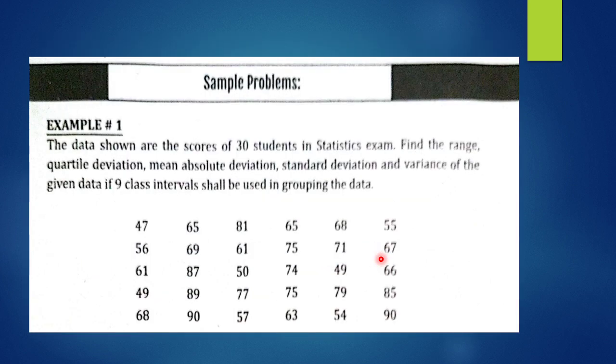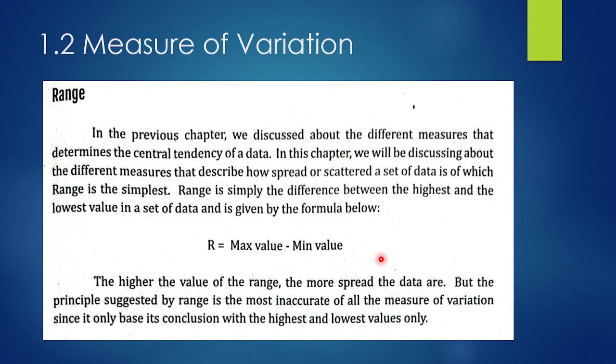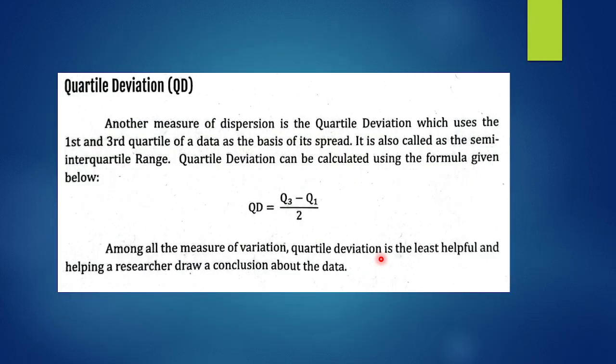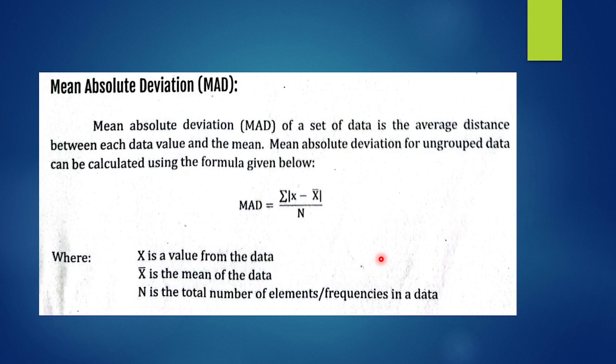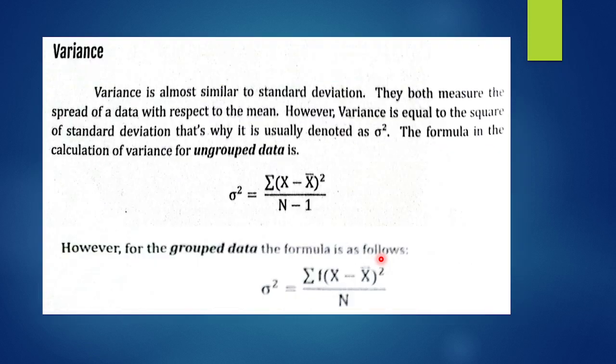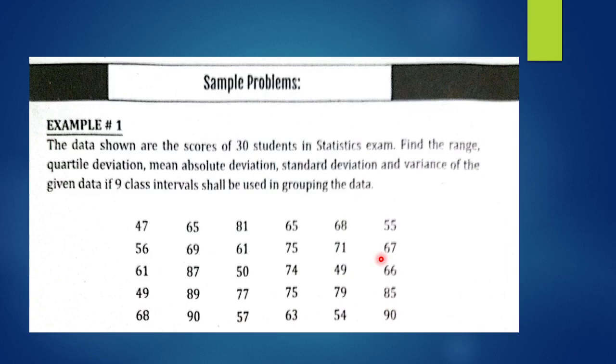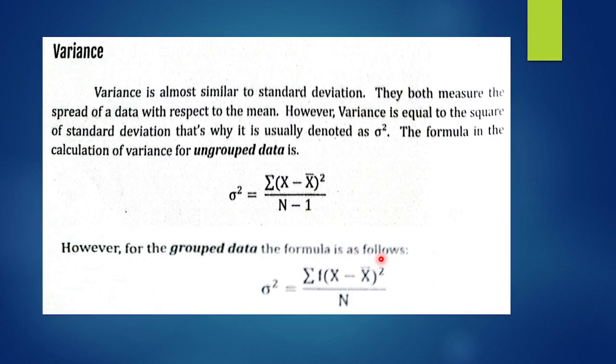Now, let's have some problem. Atong i-recall unsa atong mga nahisgutan. Una is range. Ikaduha is the quartile deviation. Ikatulo is the mean absolute deviation. Ikaupat is the standard deviation. And ikalima is the variance. Okay? So, mao na ang atong nahisgutan karon.